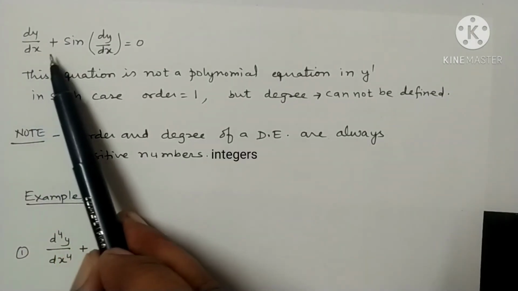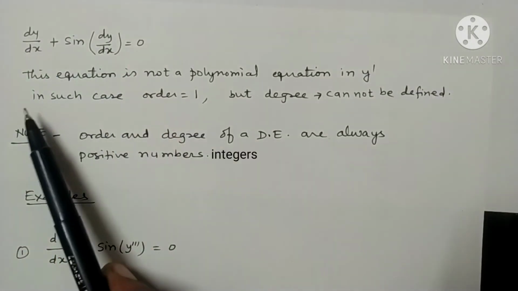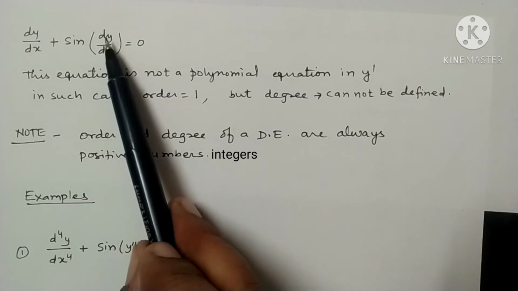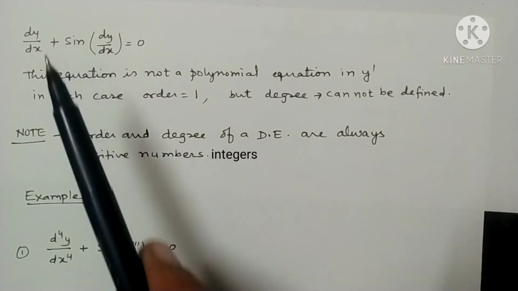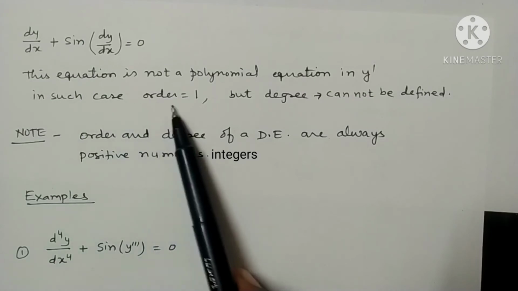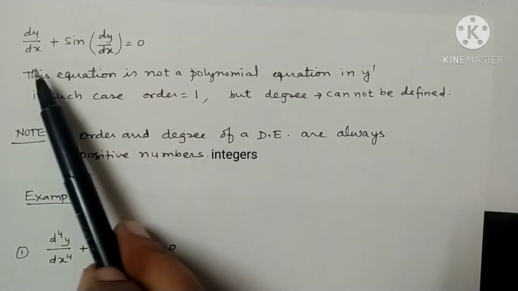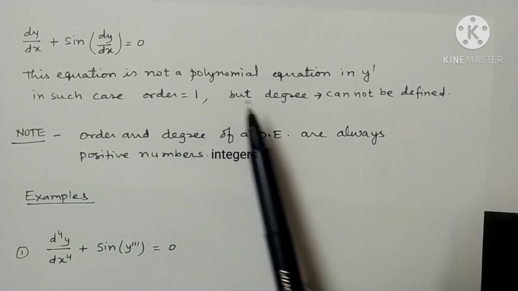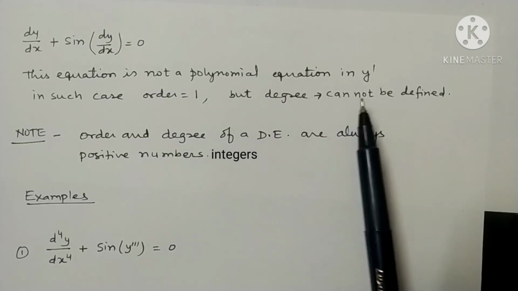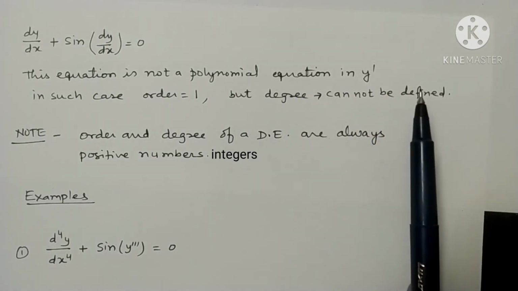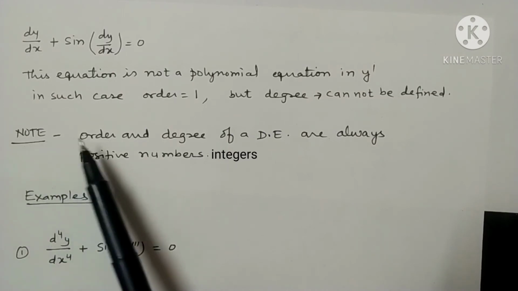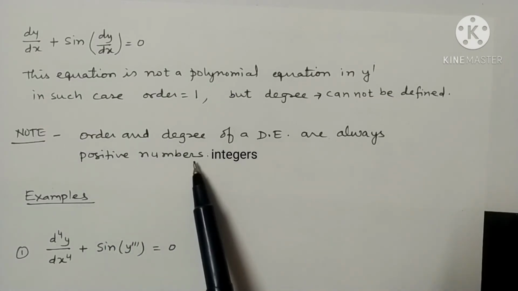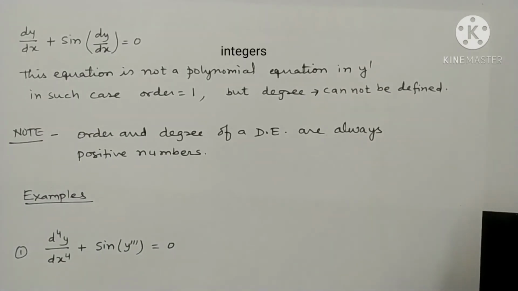Next is dy/dx plus sine(dy/dx) equal to 0. This equation is not a polynomial equation in y dash, because dy/dx is inside a sine function. In such a case, order is 1. Order means we have to check the highest derivative, and the highest derivative is dy/dx only. So order is 1, but for degree we write cannot be defined. Note that order and degree of a differential equation are always positive integers. Now some examples we do here.